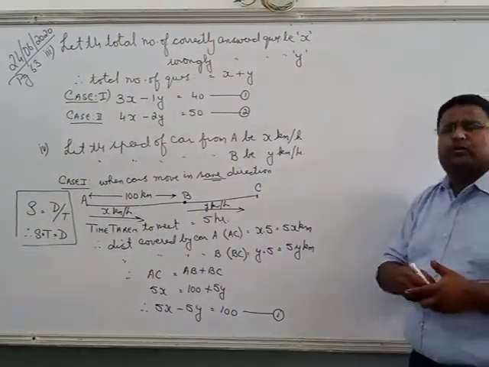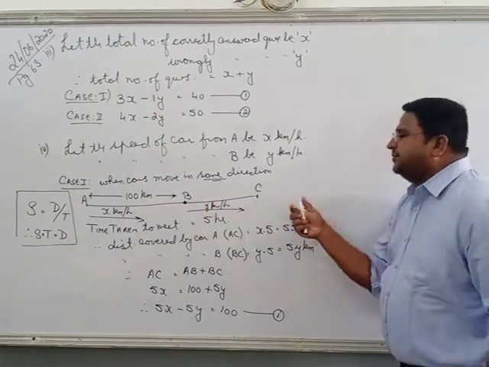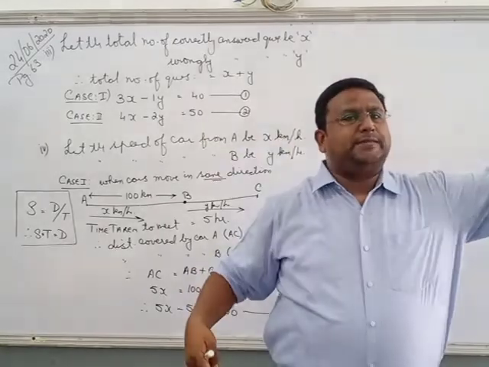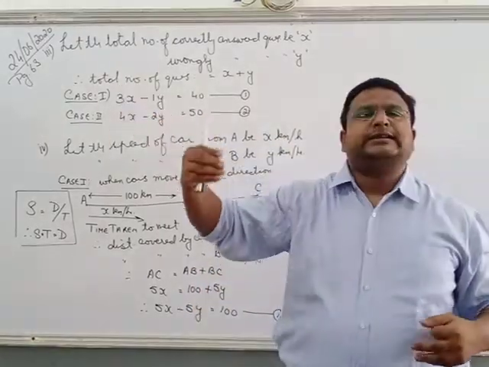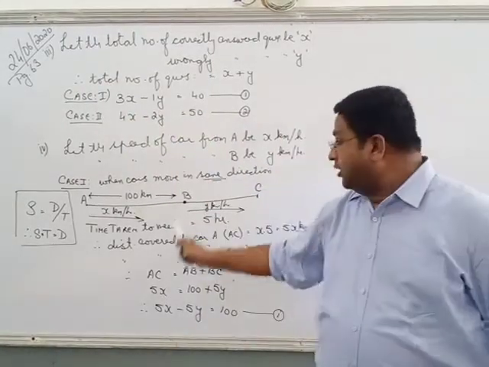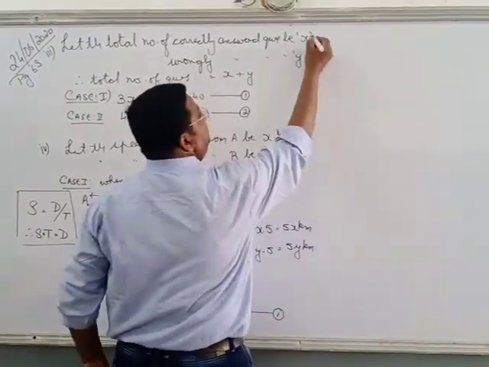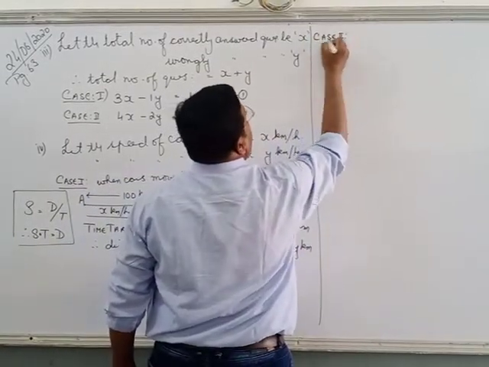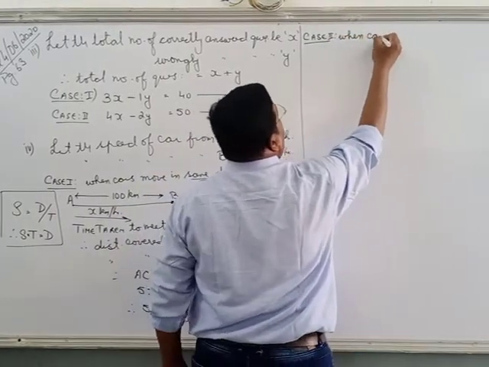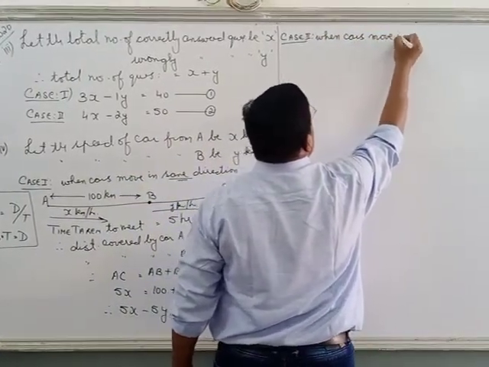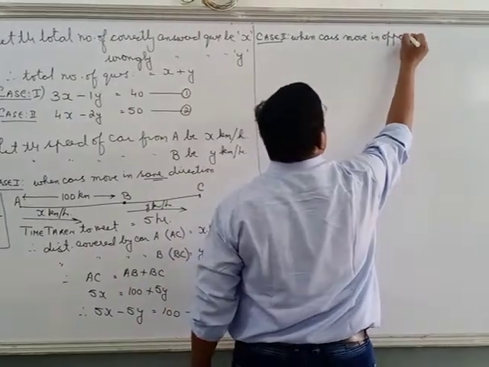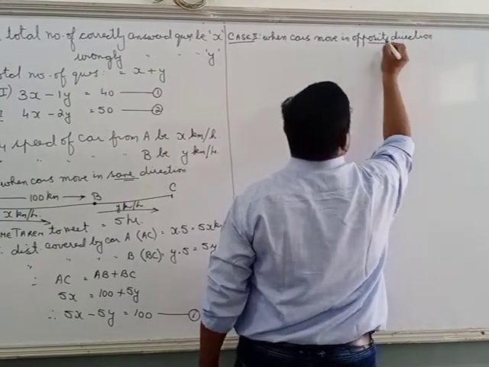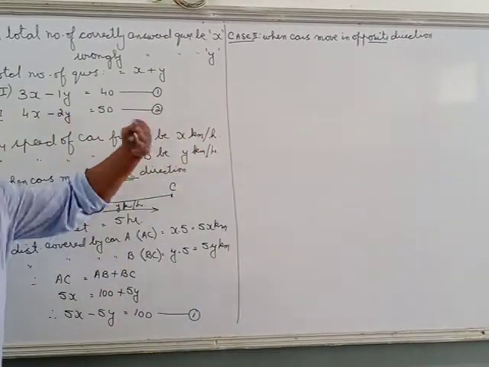Now you can assume it. Definitely sir, when they are going in the same direction, they will meet after a longer time. But if they are coming towards each other, one person is starting from Abu Road, the other one is coming from Mehsana, they will meet somewhere between the 100 km. That is the second case. Case second: when cars move in opposite direction. Yes or no? Opposite direction means towards each other.